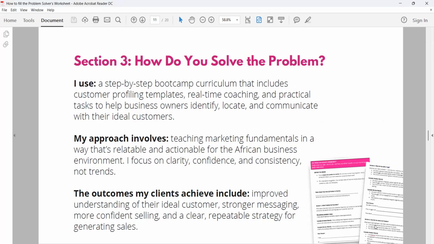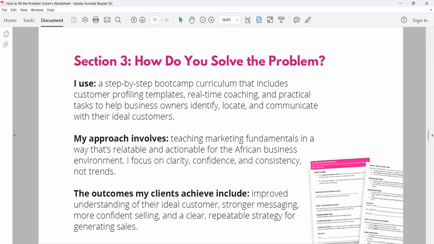Section 3, this is what I'm going to fill. How do you solve the problem? So how do I solve the problem? I use a step-by-step bootcamp curriculum that includes a customer profiling template, real-time coaching, and practical tasks to help business owners identify, locate, and communicate with their ideal customers. What is my approach? My approach involves teaching marketing fundamentals in a way that is relatable and actionable for the African business environment. I focus on clarity, confidence, and consistency. I don't focus on trends.